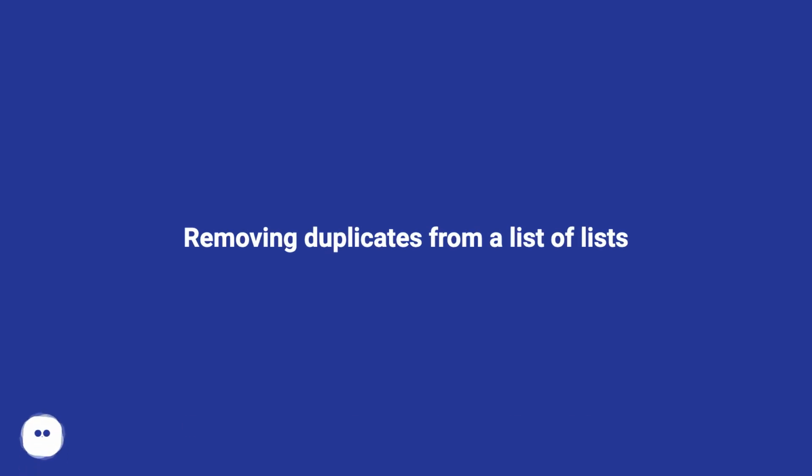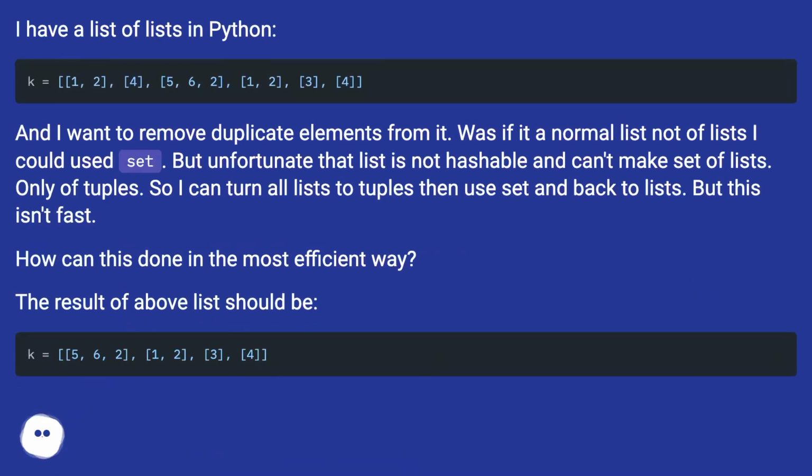Removing duplicates from a list of lists. I have a list of lists in Python, and I want to remove duplicate elements from it. If it were a normal list, not of lists, I could use set. But unfortunately, list is not hashable and I can't make a set of lists, only of tuples.